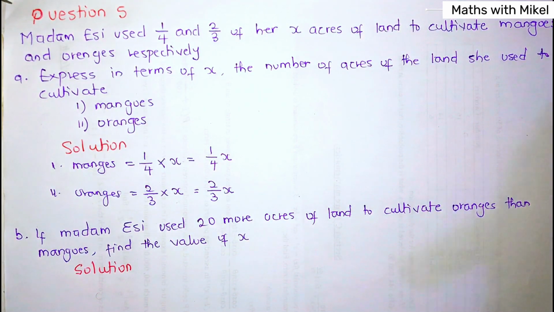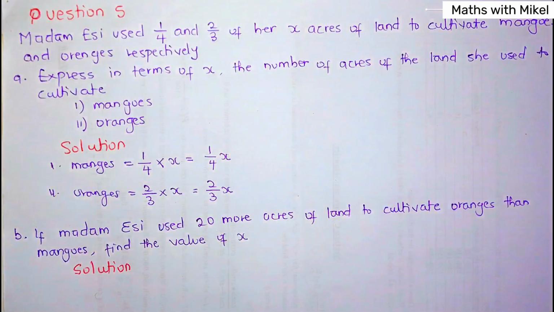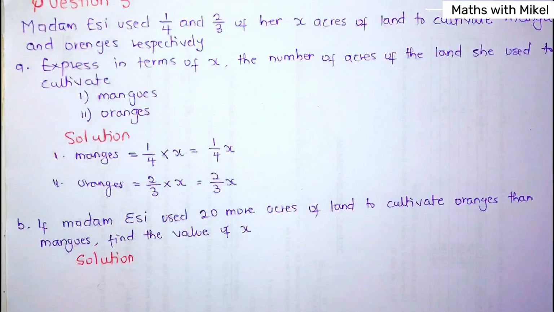Now the B. If Madam Essie used 20 more acres of land to cultivate oranges and mangoes, we are asked to find the value of x.